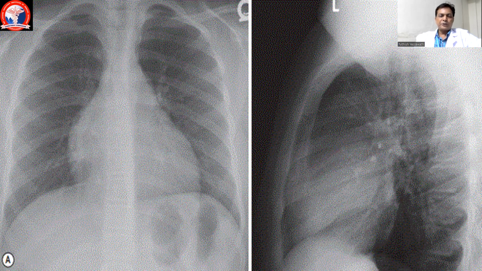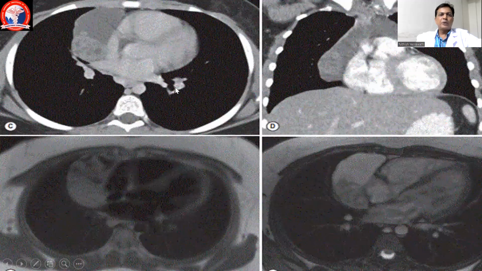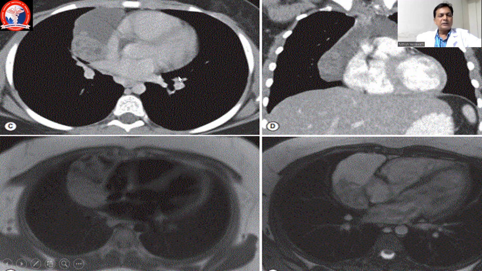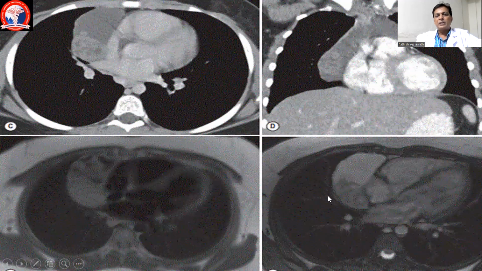We'll see axial images of the same patient. Here, the upper ones are CT scan images and the lower ones are MRI images. The upper left image is an axial contrast CT scan image, and the upper right image is a coronal contrast CT scan image. In the lower left is a T1 weighted image, and on the right side, a T2 weighted image. Now let's see about it.